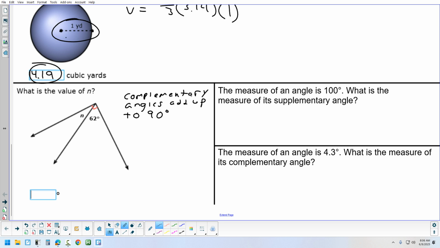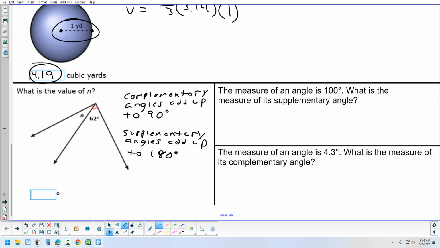How about supplementary? Anybody? It's similar. They add up to something, but it's not 90. Yep, 180. Supplementary angles add up to 180.